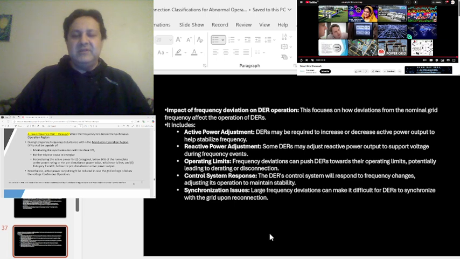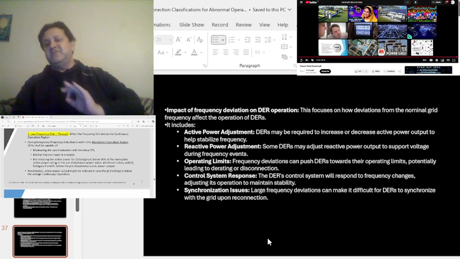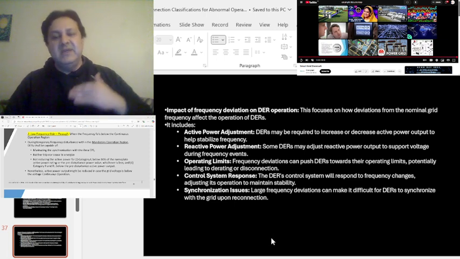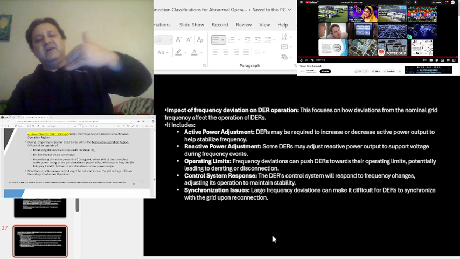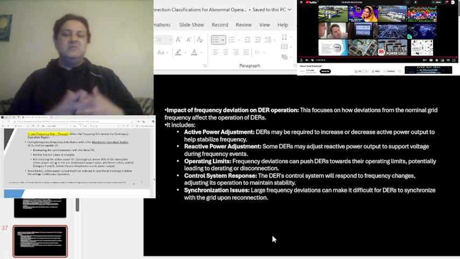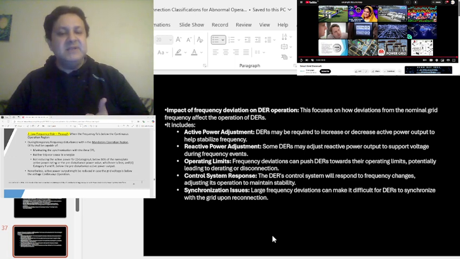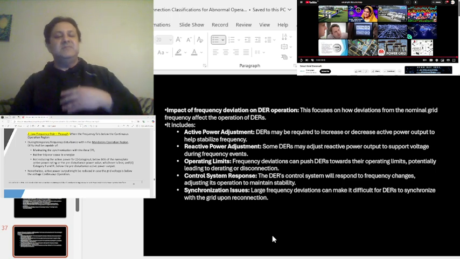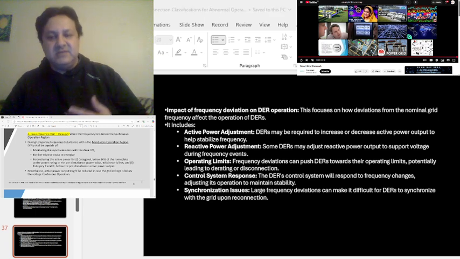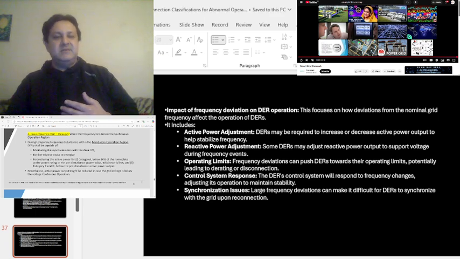So, impact of frequency deviation on DER operation. This focuses on how deviations from nominal grid frequency affect the operation of DERs. This includes the active power adjustment, the reactive power adjustment, then operating limits, then the control system response and synchronization issues. So these are some of the factors.